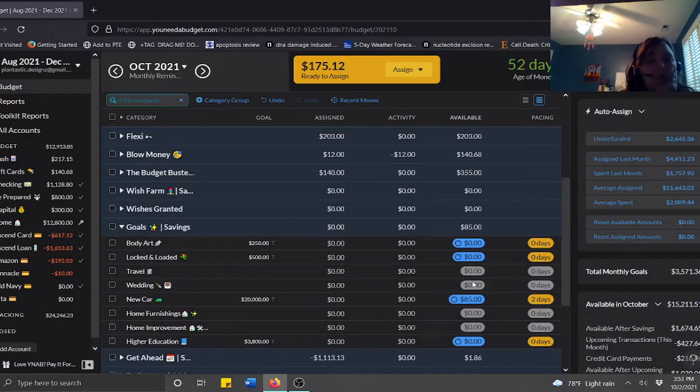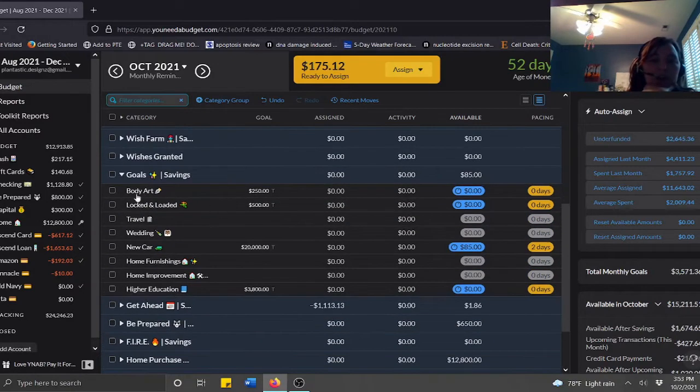Okay, so savings goals. These are other goals that I have that are not like specific wants. These are just like in general. Body art, saving up to get a tattoo, locked and loaded. That is my Second Amendment rights. So sorry if some people don't agree with that, but I'd like to be able to protect myself, and I'd like to have a gun and learn how to shoot it and all of that. So that would be me saving up to get a gun and take the classes and learn how to be a proper gun owner and protect myself.